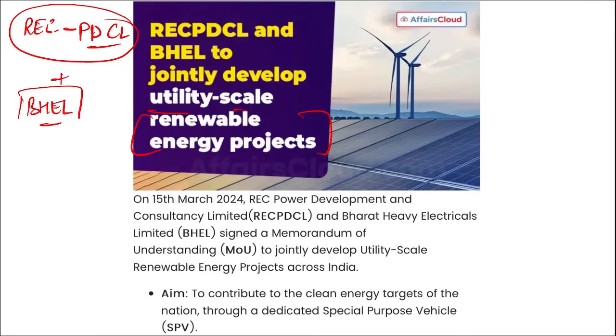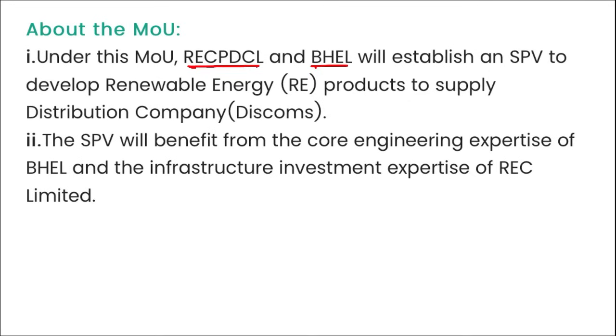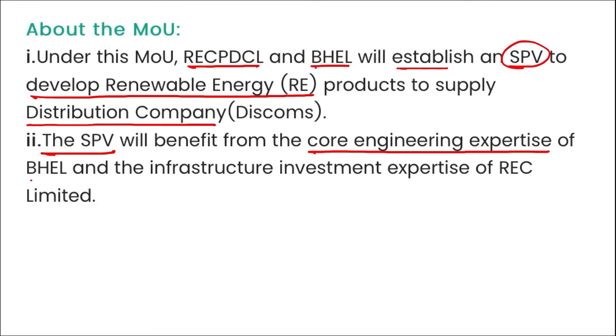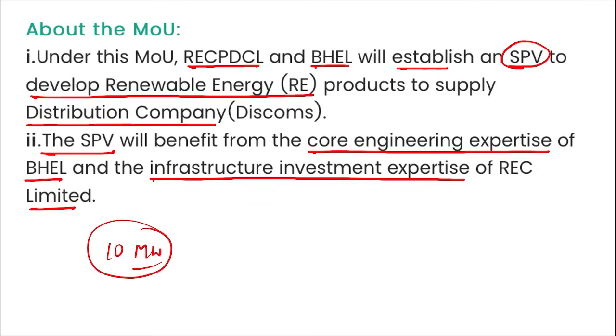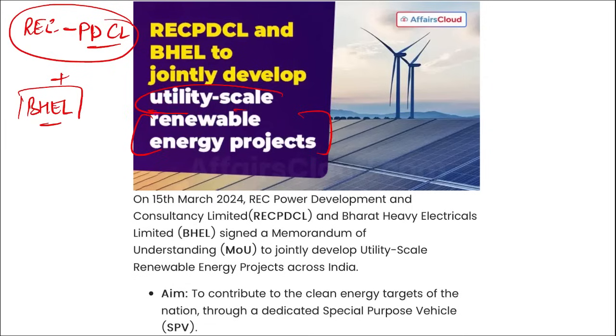Next, under this MOU, REC PDCL and BHEL will establish a special purpose vehicle to develop renewable energy projects to supply distribution companies, and the special purpose vehicle will benefit from the core engineering expertise of BHEL and the infrastructure investment expertise of REC Limited. Renewable energy projects of 10 megawatt or more are referred to as utility scale projects, right? These are basically renewable energy projects that are more than 10 megawatts. And this SPV, special purpose vehicle, will play a major role in achieving India's target of 500 gigawatt of renewable energy capacity by the year 2030.